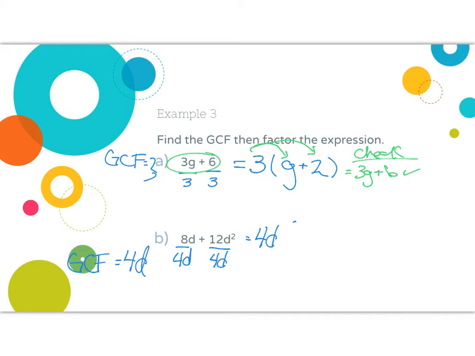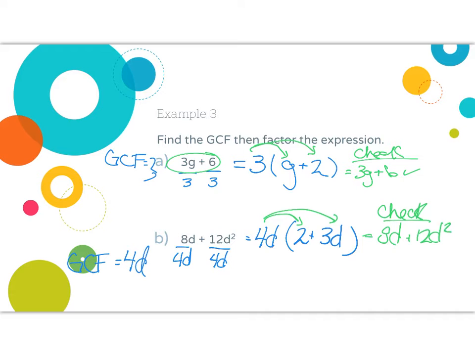So I'm putting 4d in front, and what is divided out is left in those brackets. 8d divided by 4d is 2. 12d squared divided by 4d is 3d. Again, you can check by expanding these out. 4d times 2 is 8d. 4d times 3d is 12d squared. So our greatest common factor goes in the front, and we are multiplying by what is left of our division statement in those brackets.